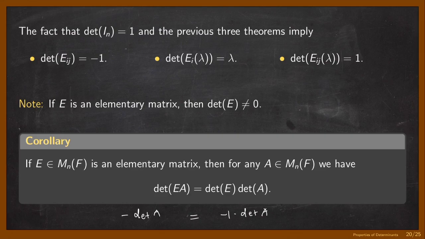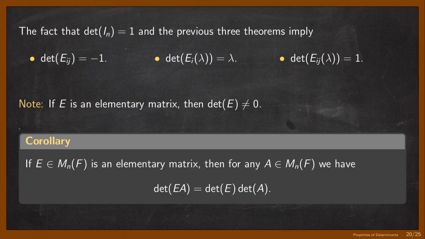If E is of type 2, EA will be, if you multiply lambda on the ith row of A, lambda times det A. The right-hand side, this is lambda, that is det A, so they are equal all the time. For type 3, of course nothing happens, it is just 1, and this will just be det A also. Right? So in any of the cases, the determinant of EA is equal to det E times det A whenever E is an elementary matrix.